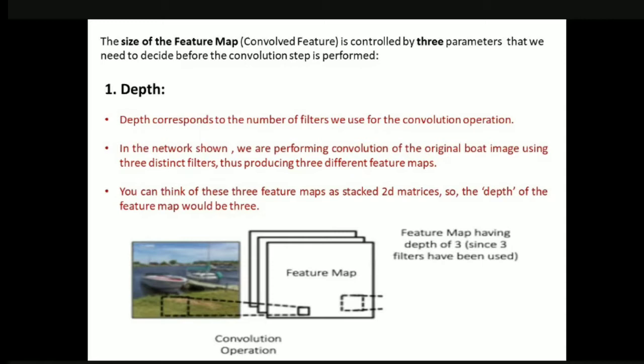If you see here, these feature maps are stacked as 2D matrices. The first one is one 2D matrix, the second is one 2D matrix, and the third is one 2D matrix. So we say the depth of this particular feature map is 3, because we are using 3 filters for the convolution operation.